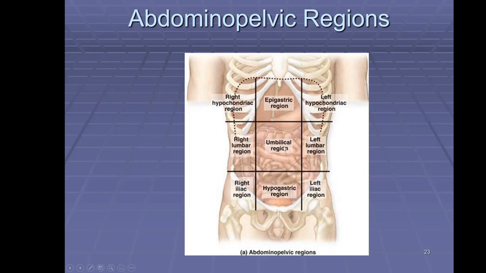In the center, we call this the umbilical region. Above that, epigastric. Below that, hypogastric. So that's a good way to get started. Hypo meaning below, epi meaning above. Then if we go out to the right and left lumbar regions, think of your lower back area, that's about the region it would be. And then going down where your hip bones are, right and left iliac regions. And lastly, right and left hypochondriac regions. These are useful to describe the location of certain organs in these areas.